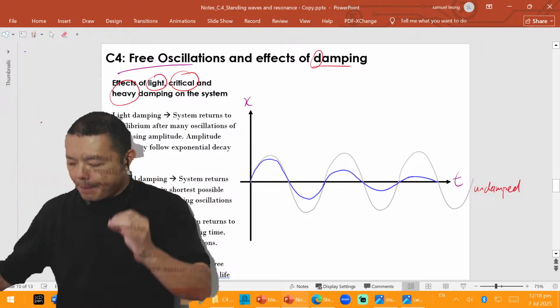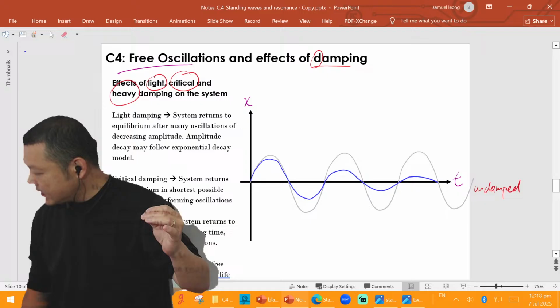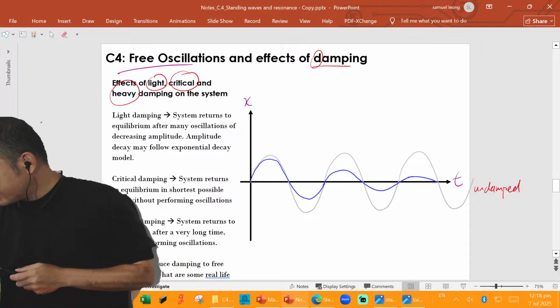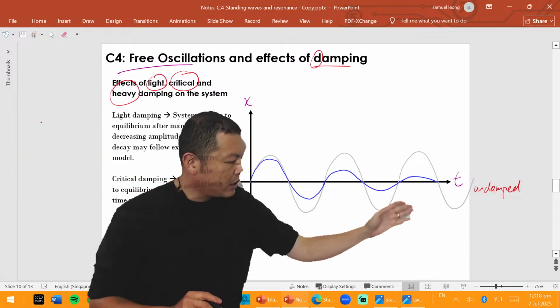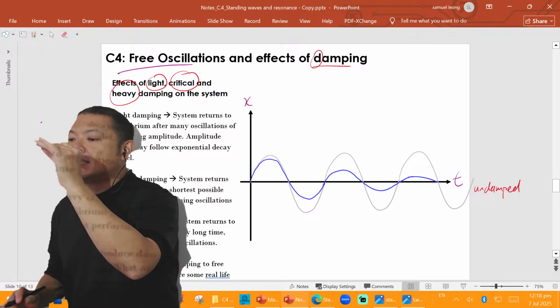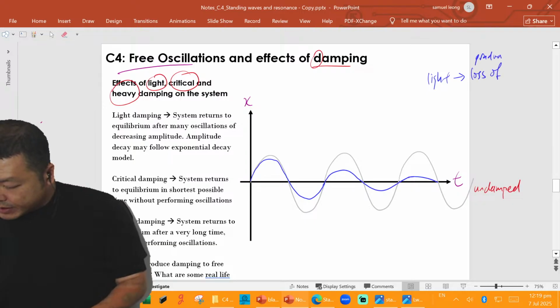So light damping is when there's a gradual loss of energy, but the period is still the same. So light damping: gradual loss of energy, same period.